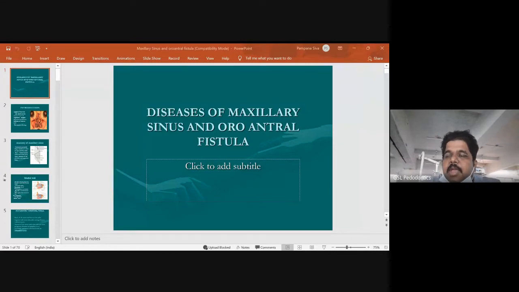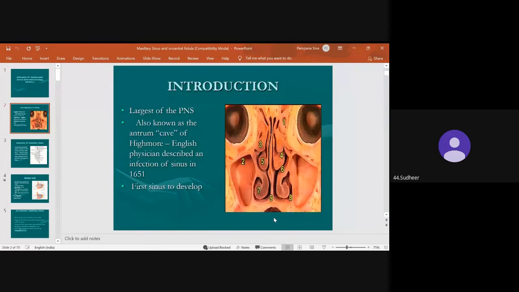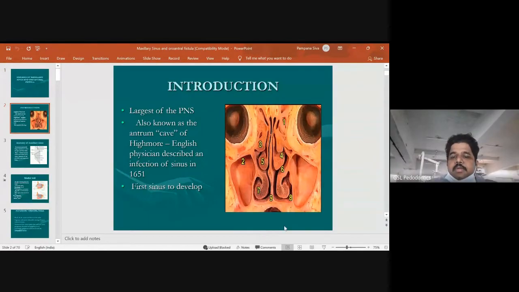It is because it occupies maximum volume. It is the maxillary sinus. It occupies maximum volume in the maxillary bone. So that's why it is called the maxillary sinus. It has been named after a scientist called Highmore. That's why it's also called the antrum of Highmore.